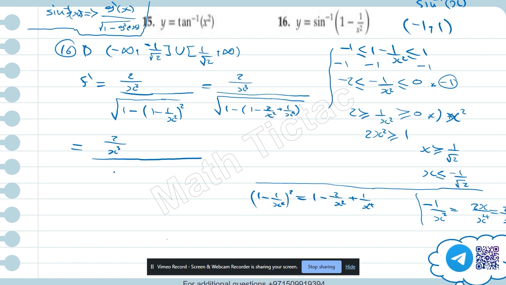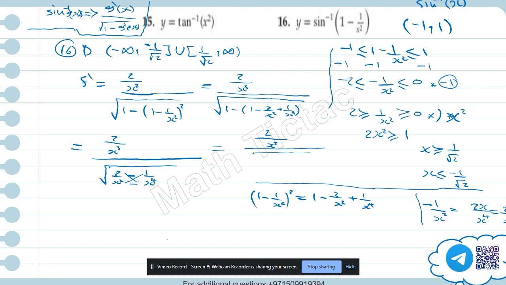2x to the power 4 minus x squared, now divided by the square root of x to the power 6. Okay, so this is equal to 2 over x cubed multiplied by, let's flip the second one. Now the square root of x to the power 6, this is x to the power 3, over the square root of 2x to the power 4 minus x squared.